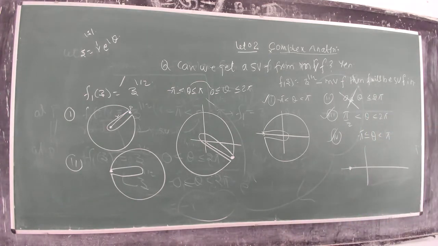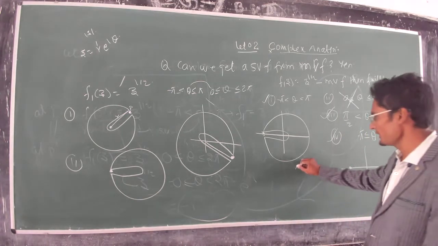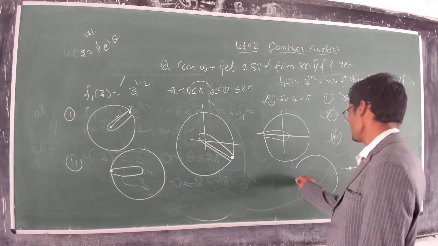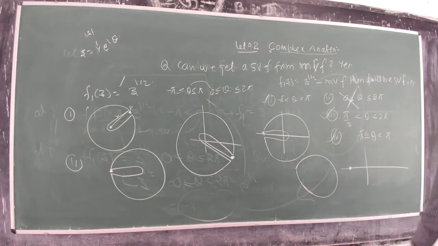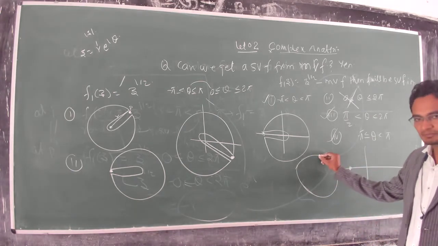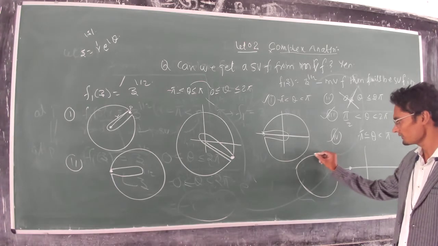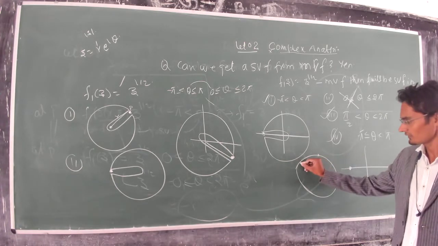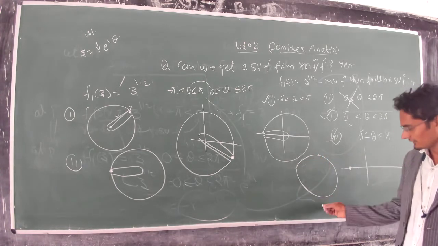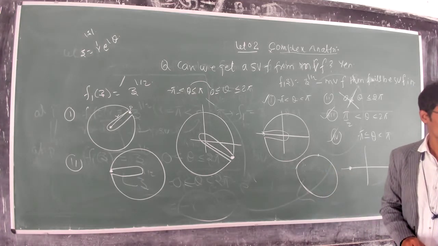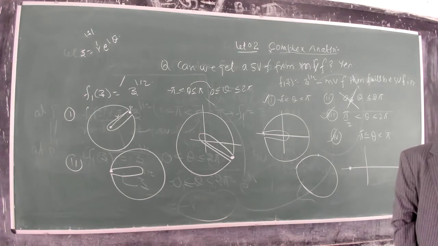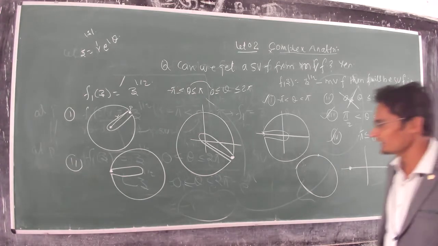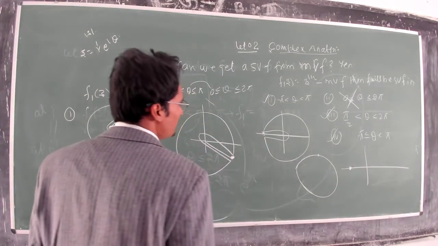If you see how many points are on the perimeter of a circle, you can start from here but do not cross it, start from here, do not cross it, start from here, do not cross it. So how many points are there? Uncountable. It means uncountably many single valued functions are possible.